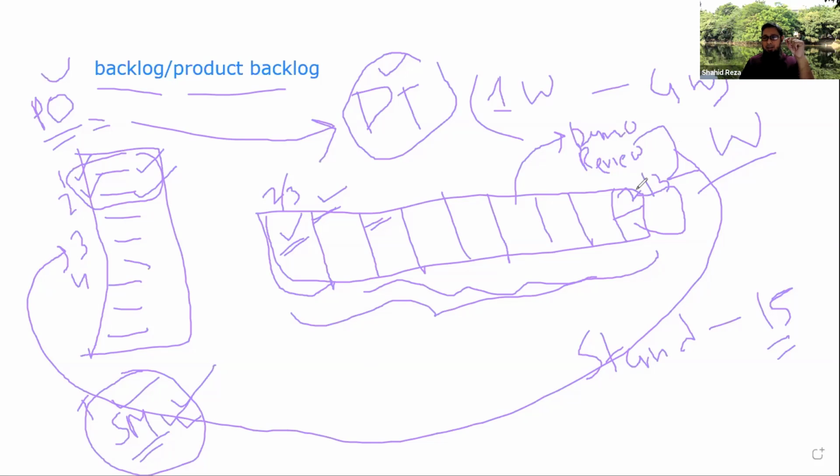So after 2-3 hours of review or demonstration or presentation, the next activity is known as retrospective. Please remember this word, because you will see this word a couple of times in the PMP board. Retrospective. What is retrospective? Can anyone say? What is retrospective?